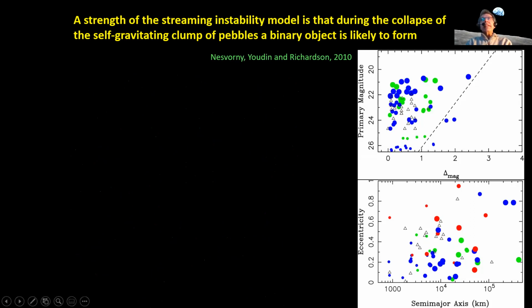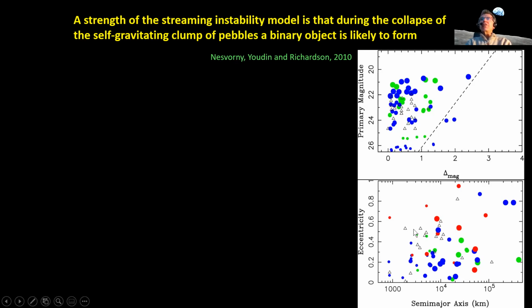Indeed, by the analysis of the clumps produced by the streaming instability, the main properties of the binary objects we see in the Kuiper belt have been reproduced, in particular by Nesvorny, Youdin, and Richardson already 10 years ago. So for instance, the semi-major axis of the binary versus the eccentricity of the binary is very well reproduced. The triangles show what is observed in Kuiper belt binaries, and the color dots is what is obtained in simulations, the colors referring to different simulations, but it is not very important.